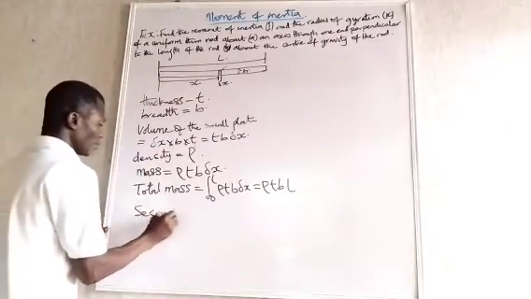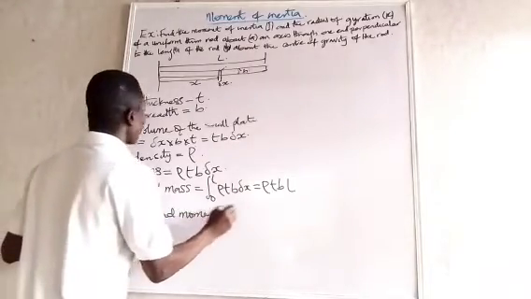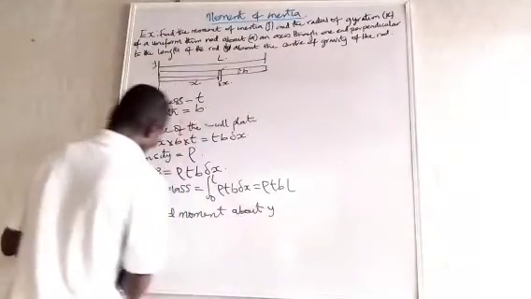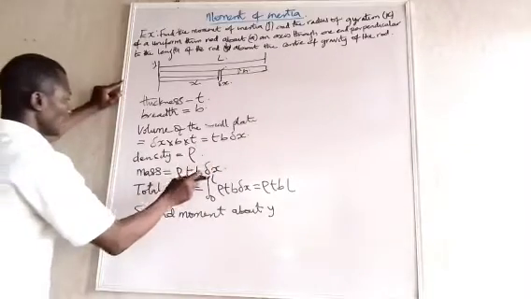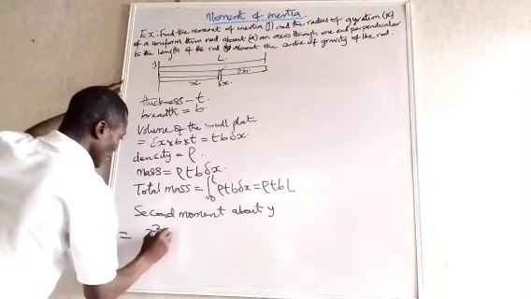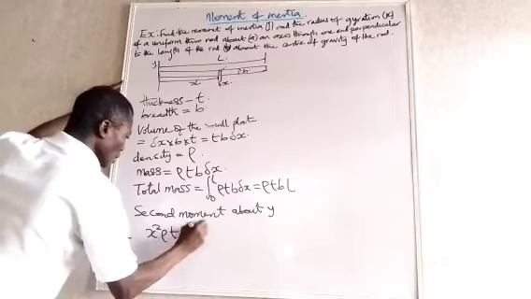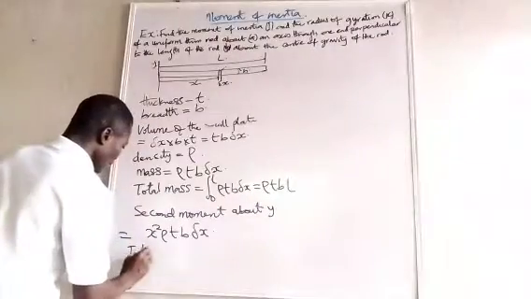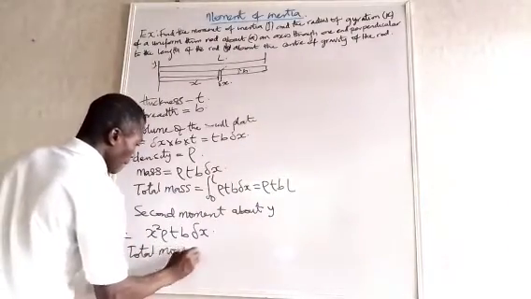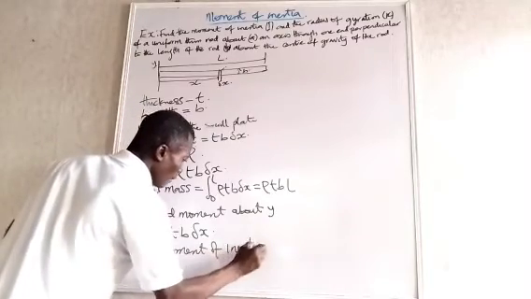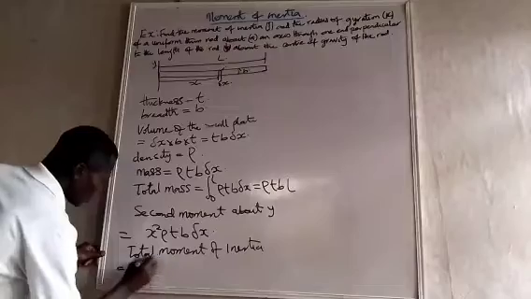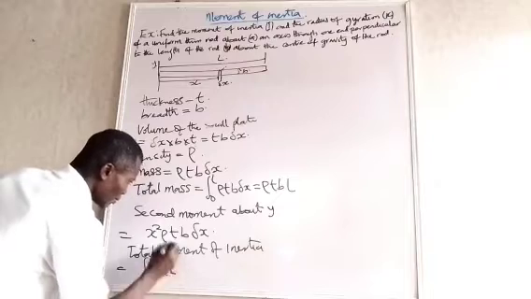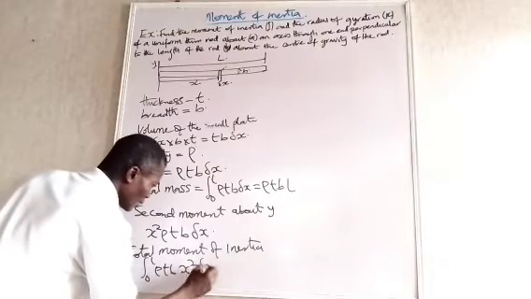So second moment about, let's take this, y is equal to this one, okay, x squared rho T B delta x. And total moment of inertia is going to be the integral from 0 to L of rho T B x squared delta x.